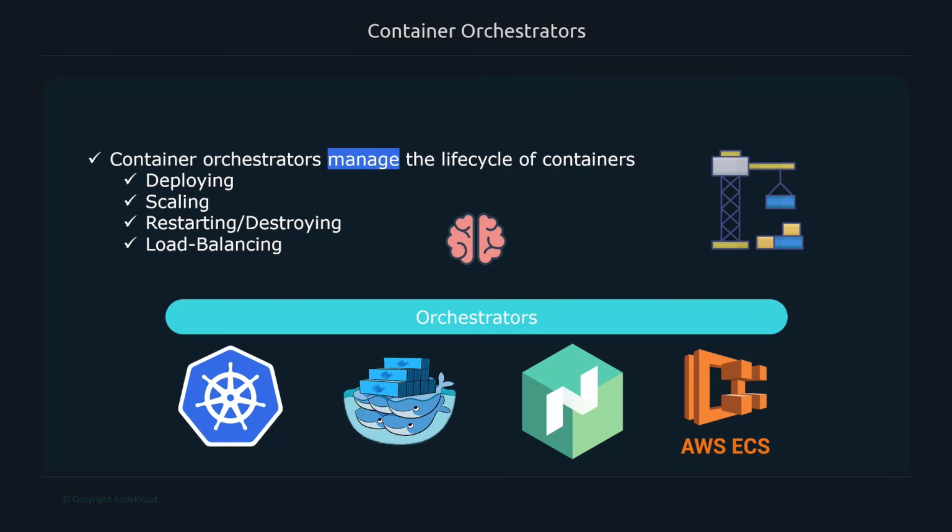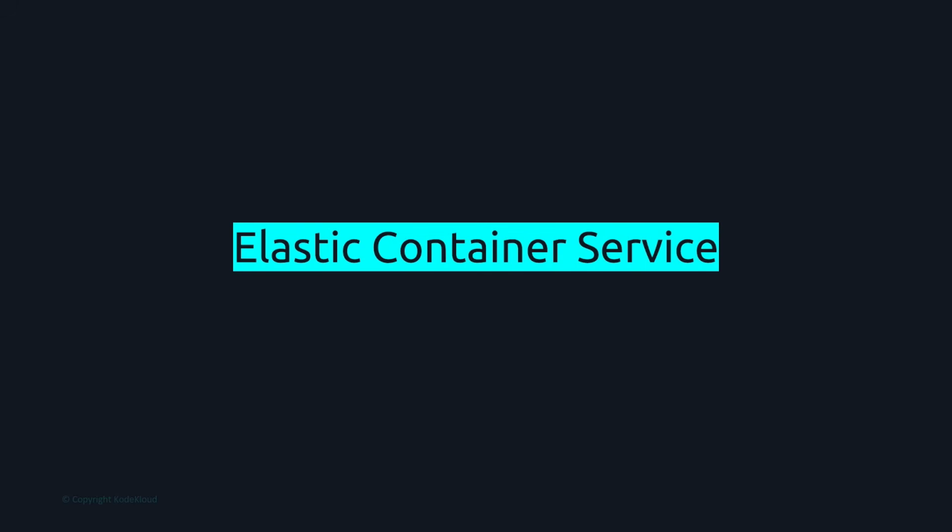So that's going to be one of the orchestrators we take a look at, and then we're also going to take a look at EKS, which we'll go over in a bit, but that's just a managed Kubernetes service provided by AWS. So let's start off by taking a look at AWS's Elastic Container Service, or ECS for short.